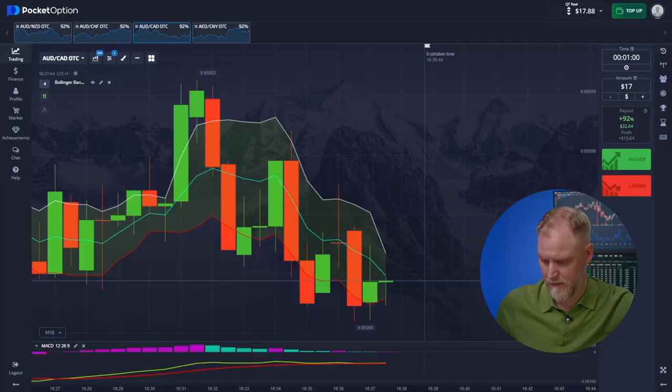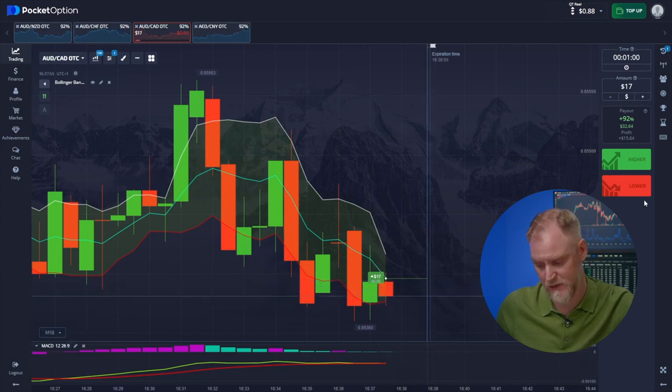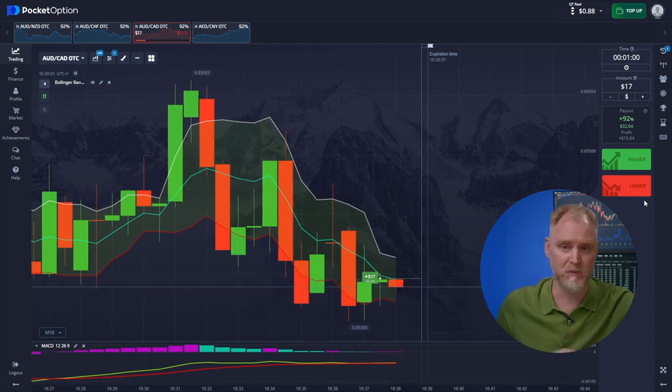Now let's move on. And now we're looking at the Aussie and Canadian dollar pair, and I'm going to put 17 and hit higher. Now you see here the price dropped the support level and is currently moving sideways. So from the entry point I expect an upward trend. Now the tight compression in both indicators points toward a possible trend reversal.